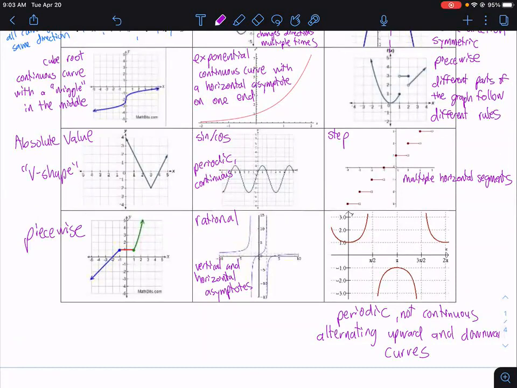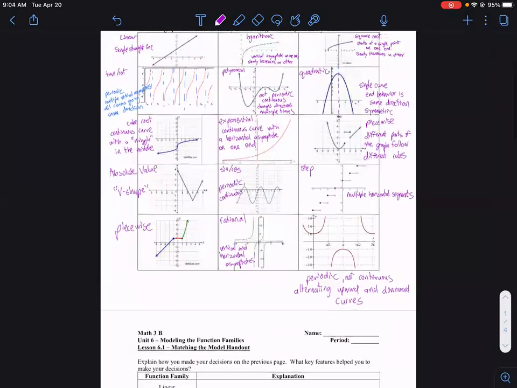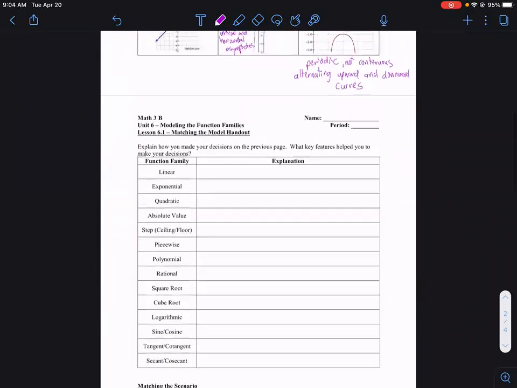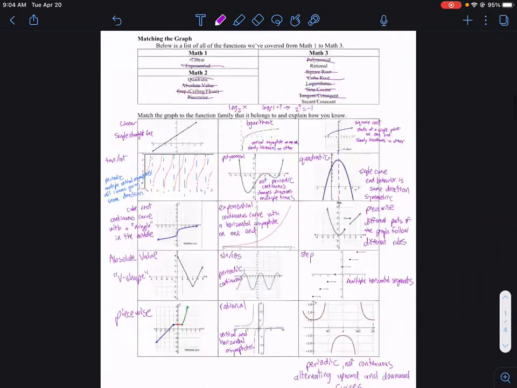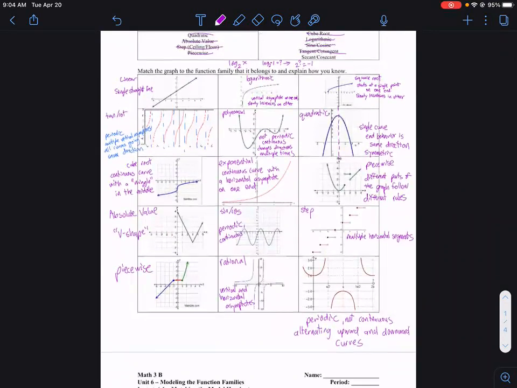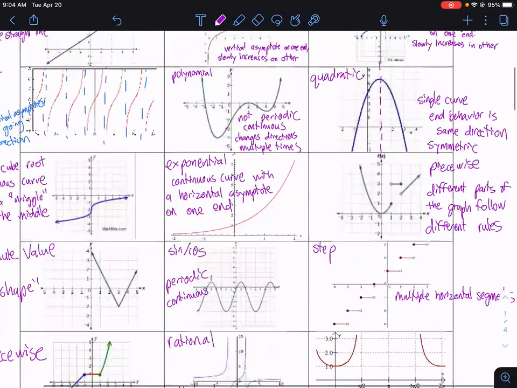Okay, so any questions on this page? Okay, so this next table, it's pretty much the same thing we did here, so we don't need to recopy it. But I do want to remind you of some vocabulary that you may use for our activity later.